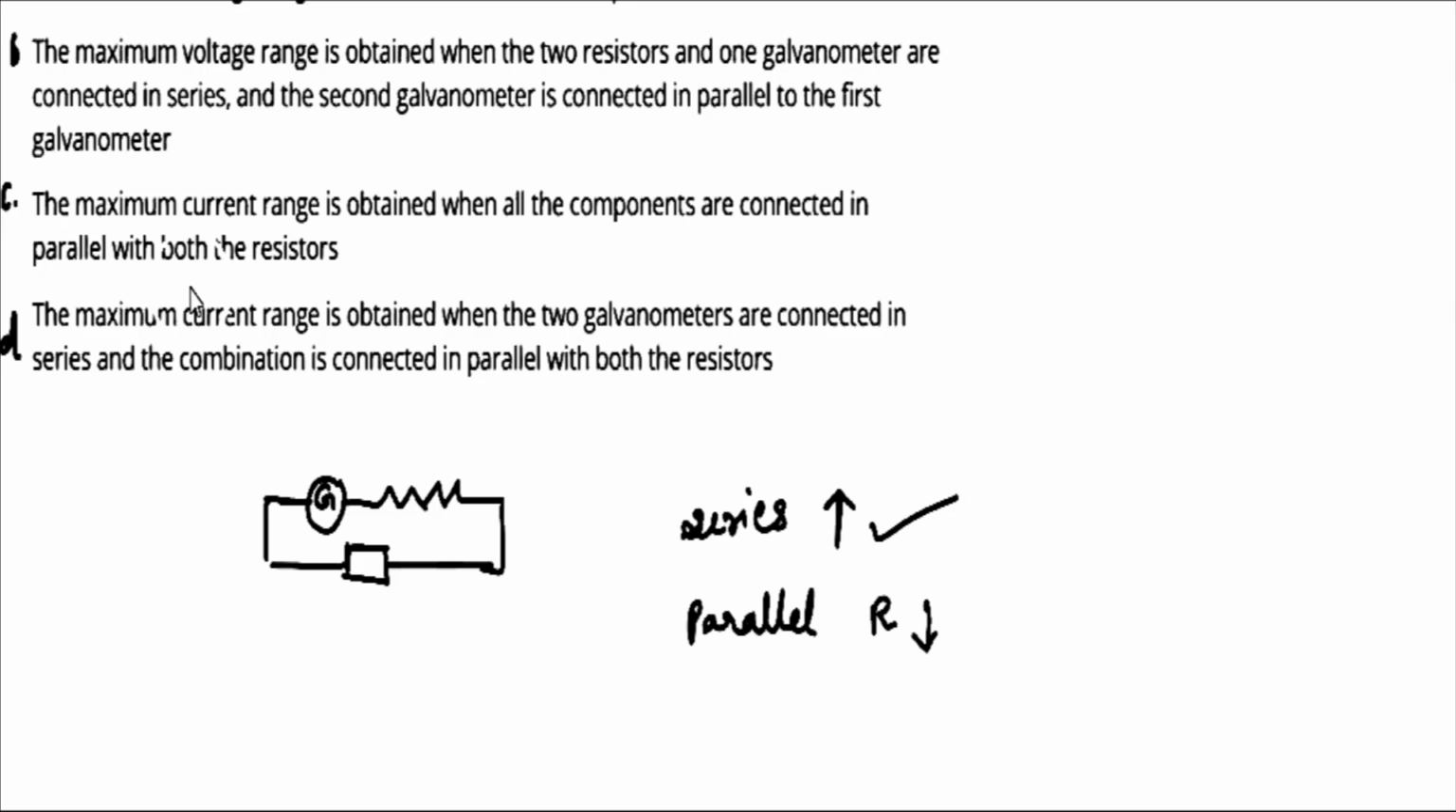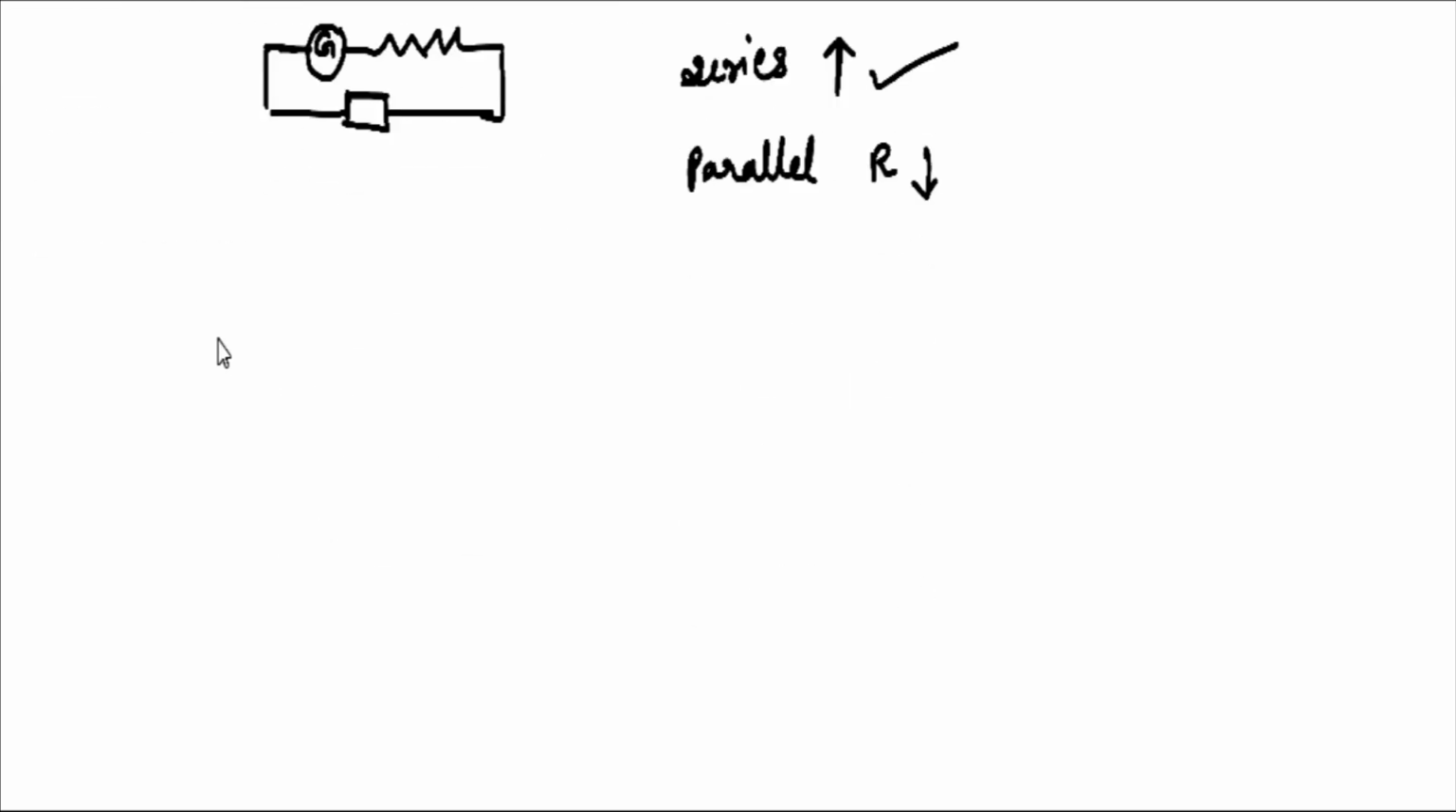Okay, let's check C and D. Here it is said that the maximum current range is obtained when all the components are connected in parallel with both resistors, and option D says the maximum current range is obtained when the two galvanometers are connected in series and the combination is connected in parallel.